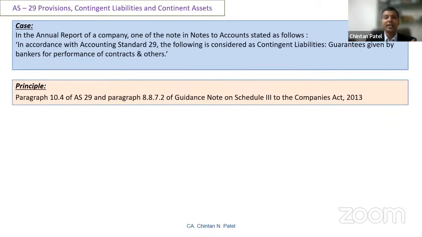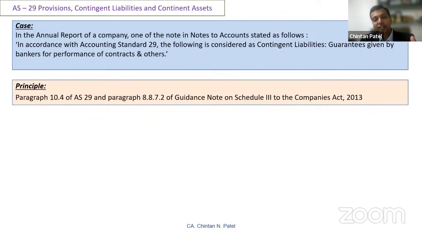Come to the next point, that is on AS 29, provisions, contingent liabilities, contingent assets. AS 29 talks about contingent liability. In one annual report, it mentions the guarantees given by bankers for performance of contracts and others. We need to understand that a guarantee can be of two types. One is a financial guarantee and the second is a performance guarantee. A performance guarantee is actually not to be accounted for.